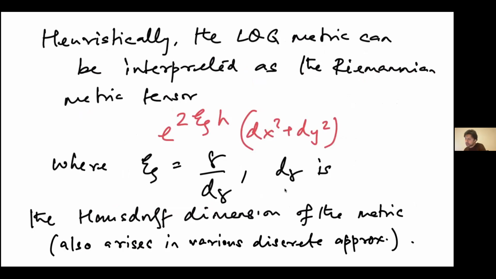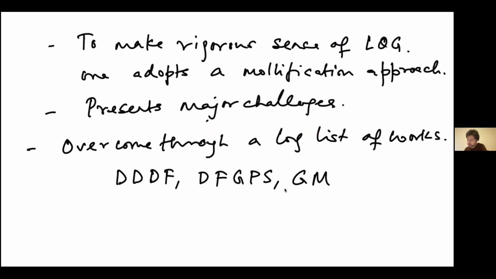And so the LQG metric can be interpreted as a random Riemannian metric with tensor given by exponential of 2 power.